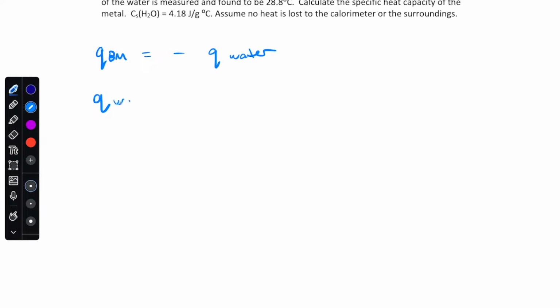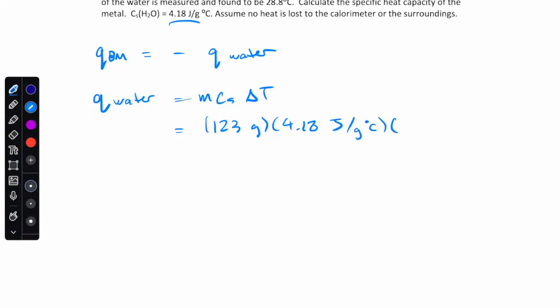The Q of the water is MCS delta T. The mass of the water is 123 grams. The CS is provided, 4.18 joules per gram degree C. And the delta T, notice it warmed up from 27.0 to 28.8, so it has a positive 1.8 degrees Celsius, giving 925.45 joules once you cancel out all of the units there.